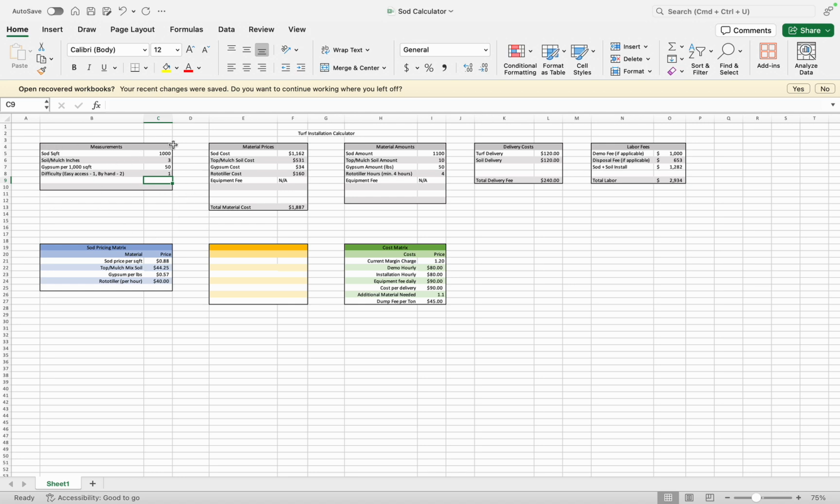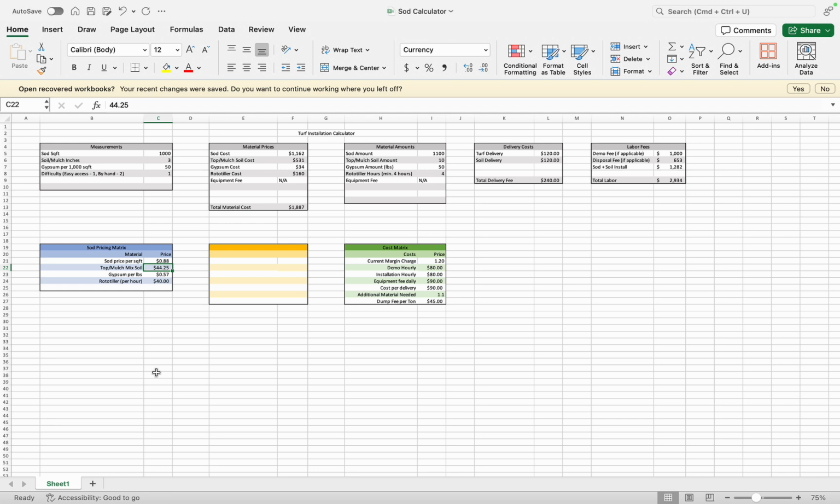So this is where I put in my measurements and my main data points. Then right below here is stuff that you guys will also change. I'm going to put in my sod price per square foot. In Minnesota, we're usually in that 50 to 55 cents per square foot. Arizona, it's higher at 88 cents to a buck 30. Topsoil mulch mix, that's what we're using here, 3 inches of. That's 44 dollars and 25 cents in Arizona.